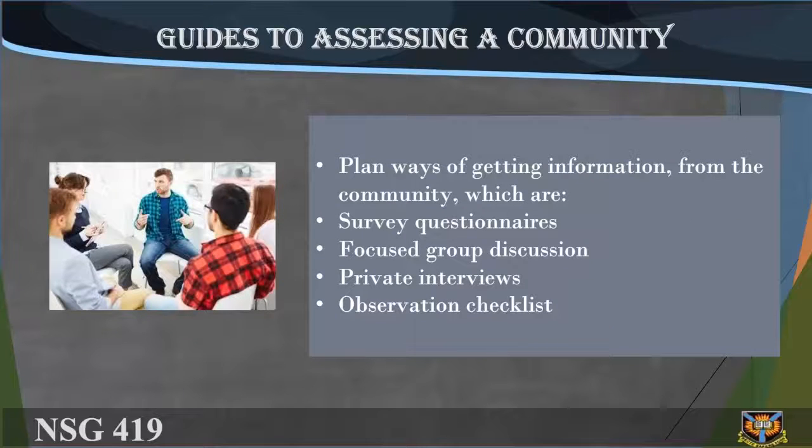Plan ways of getting information from the community, which are survey questionnaires, focus group discussions, private interviews, and observation checklists. Plan and carry out a community assessment. Focus on women's health, nutrition, their problems in pregnancy, and that of the children. Look at their needs and social factors such as current local health practices, problems and their direct causes, particularly as this relates to women's health.